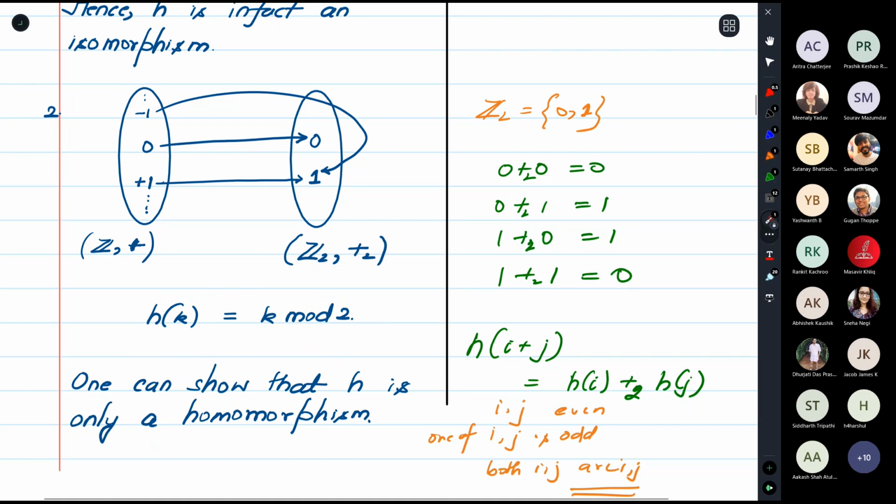In particular, you can see that this function h is many to one, right? -1 also gets mapped to 1 and +1 also gets mapped to 1. So in that sense, this function h is a many to one function, and consequently it's not a bijection, which in turn shows that h is not an isomorphism. Nevertheless, h is indeed a homomorphism. And since we are talking about this homomorphism in the context of groups, we can explicitly say that h is a group homomorphism.